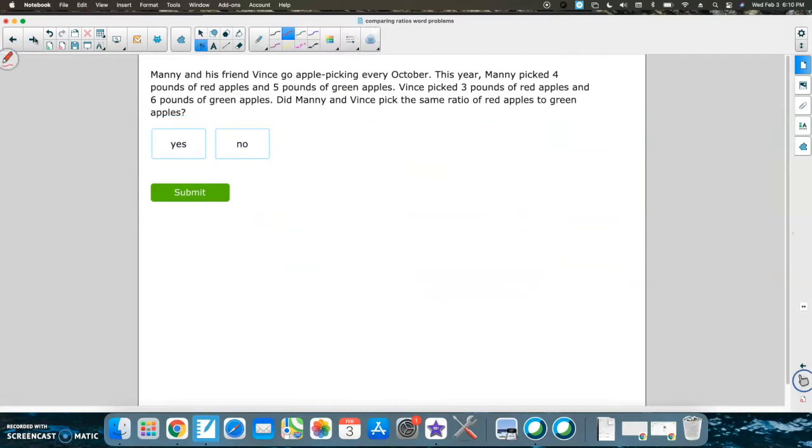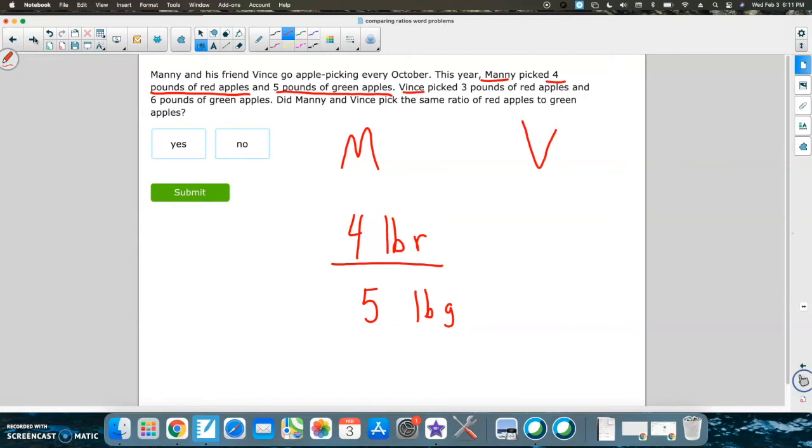Manny and his friend Vince go apple picking every October. This year, Manny, I'm going to put an N for Manny, you do that too, picked 4 pounds of red apples and 5 pounds of green apples. So that's, what ratio is that? That is 4 pounds, that's LB, right, for pounds, of red, I'll put an R for red, to 5 pounds of green. Okay? Now Vince, I'll put a V as Vince, picked 3 pounds of red apples and 6 pounds of green apples. So 6 pounds of green. Hopefully you've gotten this written down like I'm doing it. Now here's the question. Did Manny and Vince pick the same ratio of red apples to green apples? Yes or no? So we're finding out if these are equal.